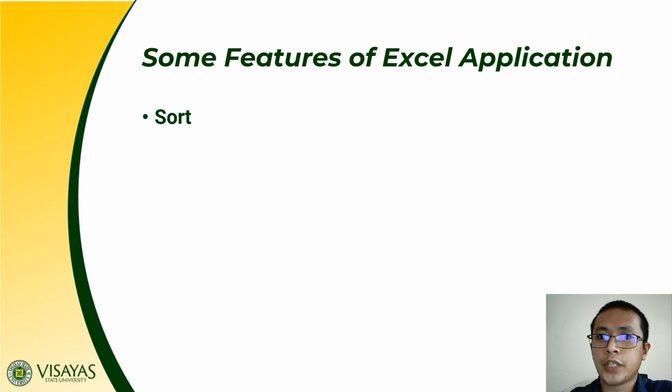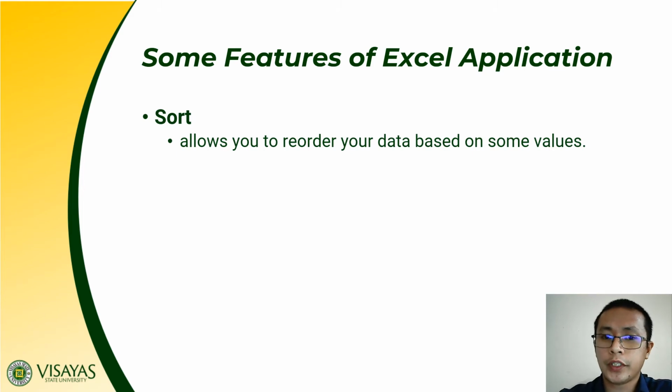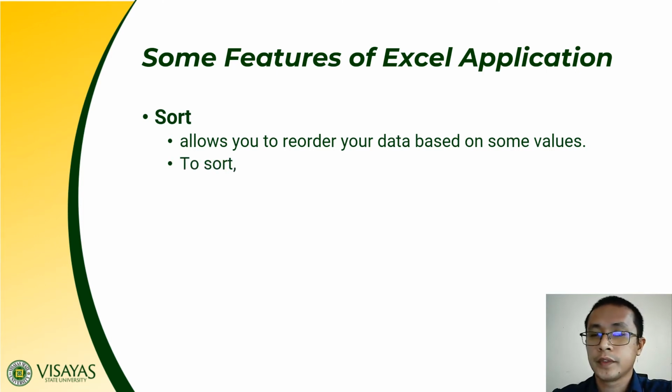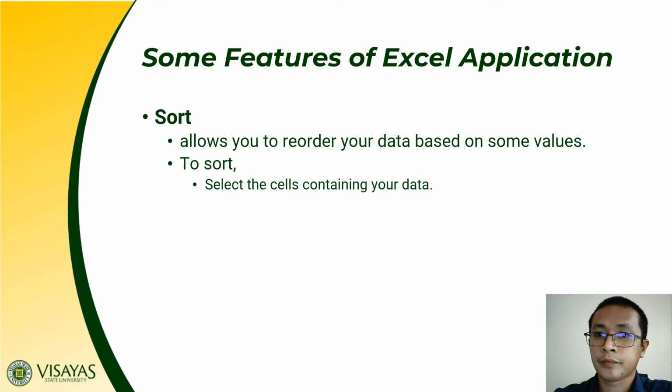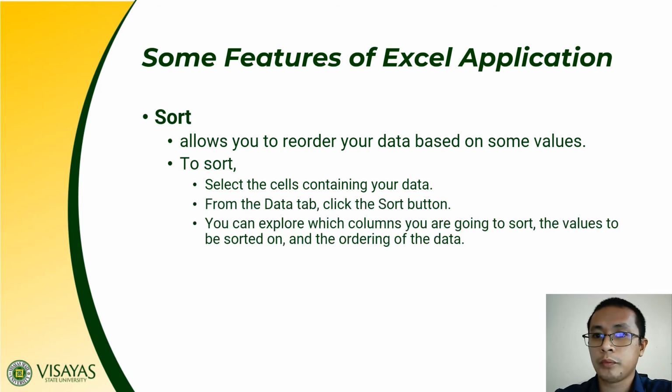Then one good feature of Excel is that it allows us sorting. Sorting only means that we are going to arrange our data in some order, like ascending or descending order. That is what we call sorting. To sort your data, select the cells containing your data, and then from the Data tab, click on the Sort button. You can explore which columns you're going to sort, the values to be sorted on, and the ordering of the data.